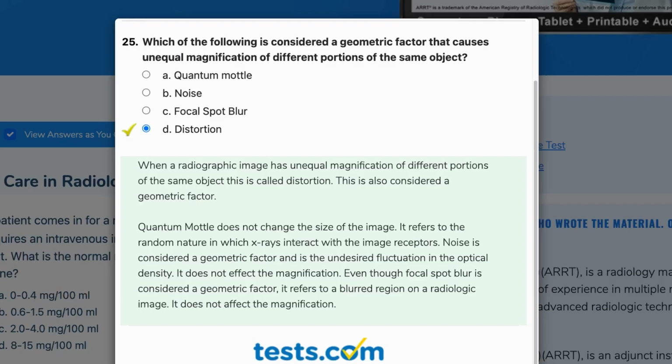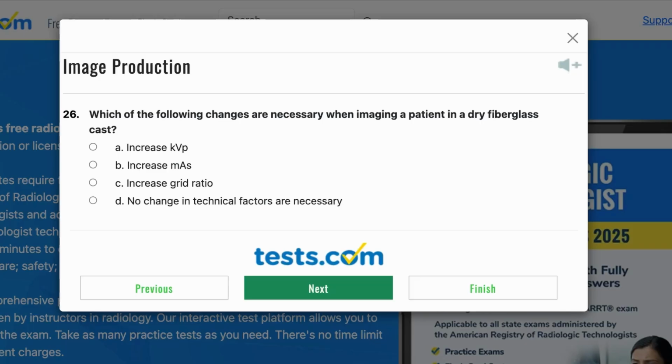This is also considered a geometric factor. Quantum model does not change the size of the image. It refers to the random nature in which X-rays interact with the image receptors. Noise is considered a geometric factor and is the undesired fluctuation in the optical density. It does not affect the magnification. Even though focal spot blur is considered a geometric factor, it refers to a blurred region on a radiologic image. It does not affect the magnification.